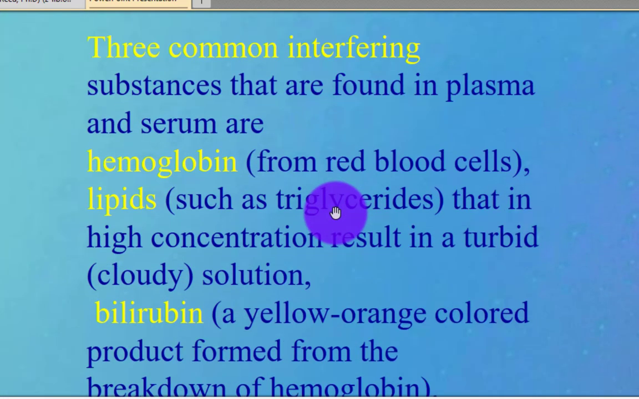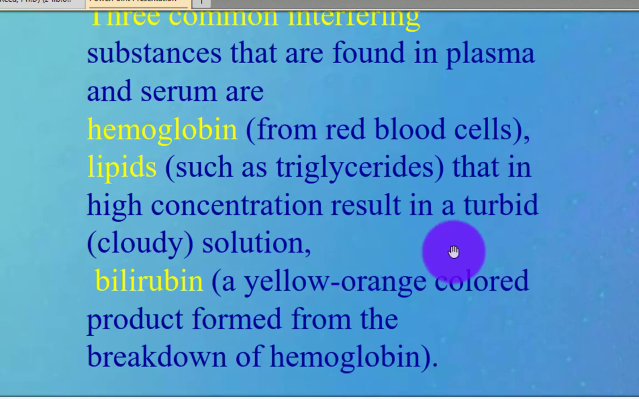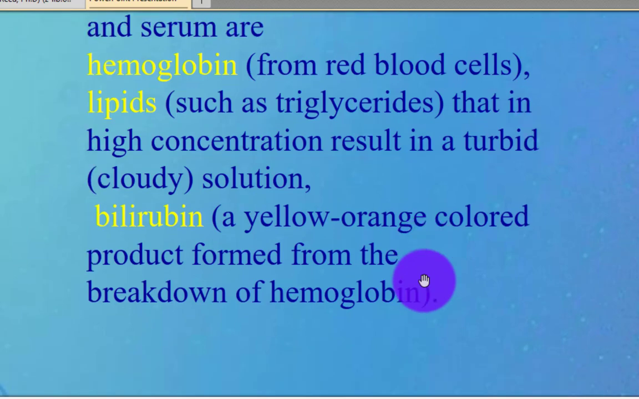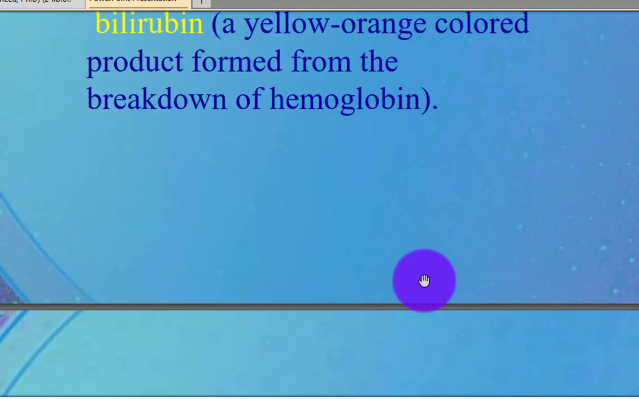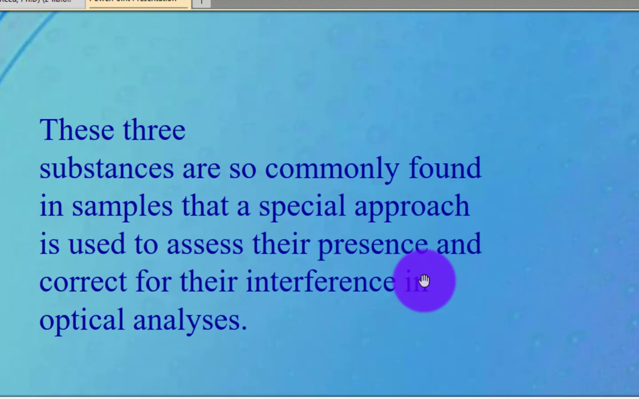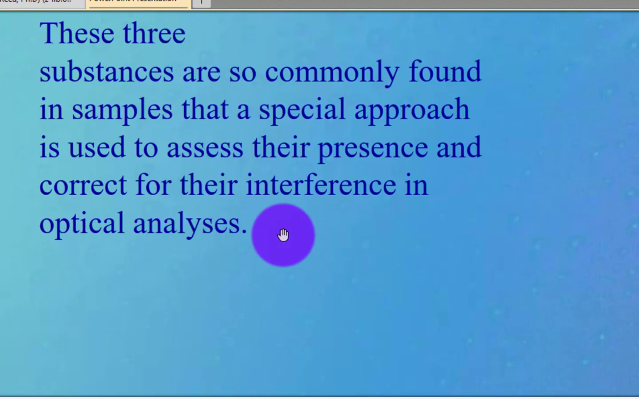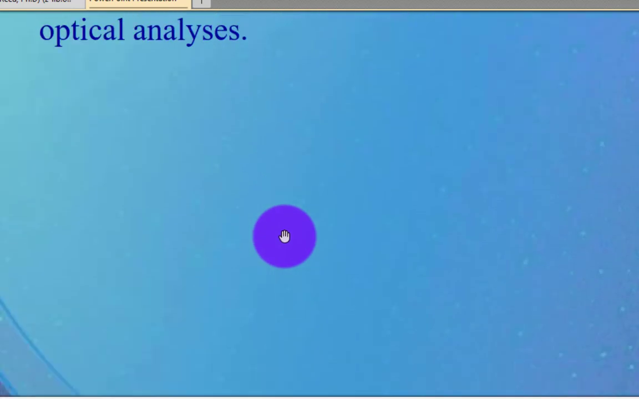Three common interfering substances that are found in plasma and serum are hemoglobin, from the red blood cells; lipids, such as triglycerides, that in high concentration result in a turbid, cloudy solution; and bilirubin, a yellow-orange colored product formed from the breakdown of the hemoglobin. These three substances are so commonly found in samples that a special approach is used to assess their presence and correct for their interference in optical analysis.